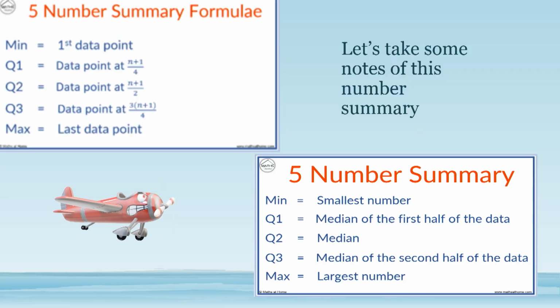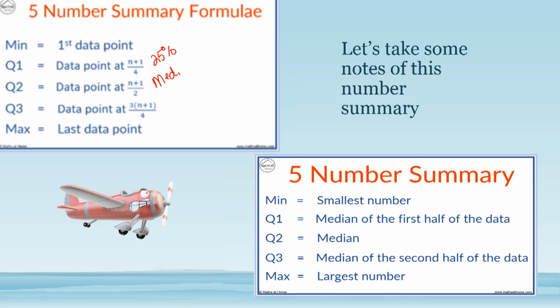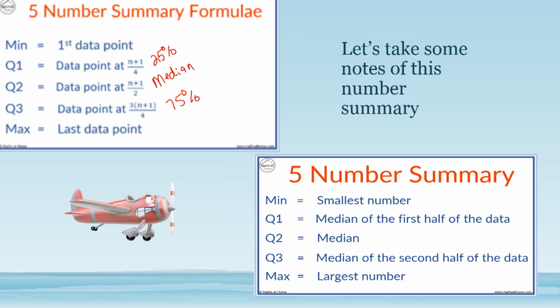Like I said, our 5-number summary formula. So we have minimum, it's our first data point, our Q1 data, which is the data point from n plus 1 divided by 4. So we're having 1/4 of the data, or the first 25%. My Q2 is our median. It's in the middle. Our Q3 is the 75% mark. And then obviously our maximum is our last point.